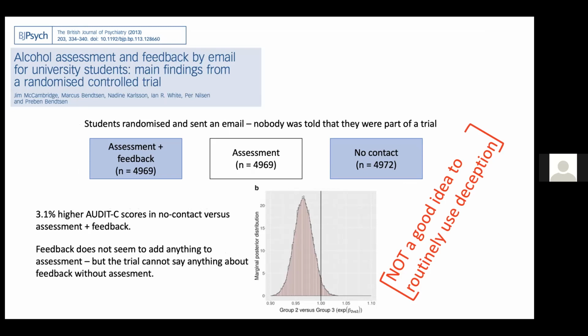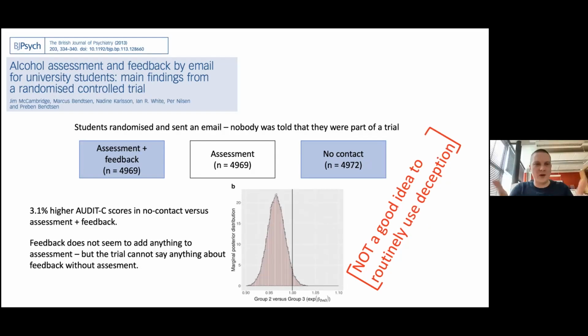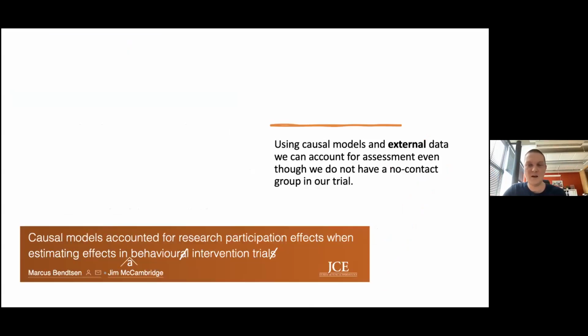But then you go, well, okay, if we can't do that, how are we going to get to this conclusion then? How are we going to be able to remove this bias of pre-assessment if we can't use deception? Well, I have an idea. I have an idea, and it's using causal models and external data so we can account for assessment, even though we don't have a no contact group in our trial.